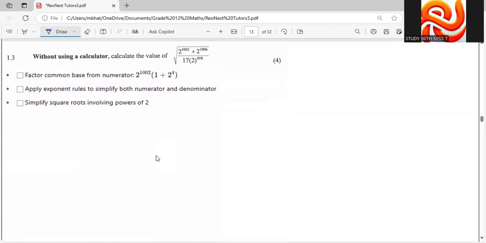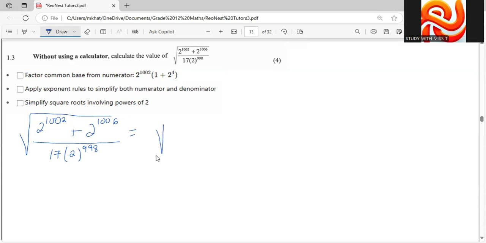So now 1.3. In 1.3, you have to factor out and you need to apply your exponential rules for both the numerator and the denominator. So with this one, what we have is the square root of 2 to the power 1002 plus 2 to the power 1006 over 17 times 2 to the power 998. So here I'm going to factor out the common factor. I'm going to start by factoring on the numerator.